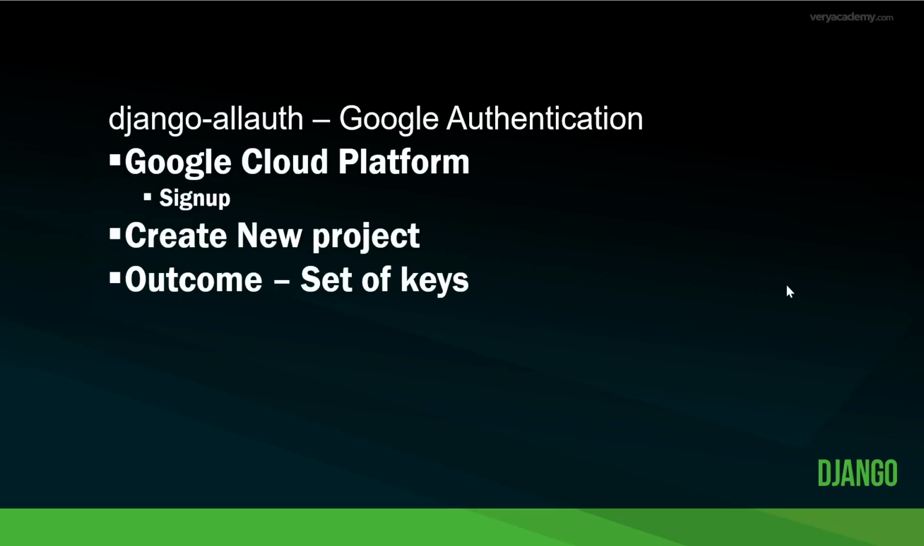So we're now ready for the next step, the Google authentication. First of all, we need to head over to the Google Cloud Platform and then just sign up if you haven't already got a Google account. Once we've signed in, we'll create a new project, and the outcome will be that we'll have a set of keys. These keys will be utilized within our database, and then we'll configure the database for the Google authentication. And then there we go. We should then be able to authenticate using Google.